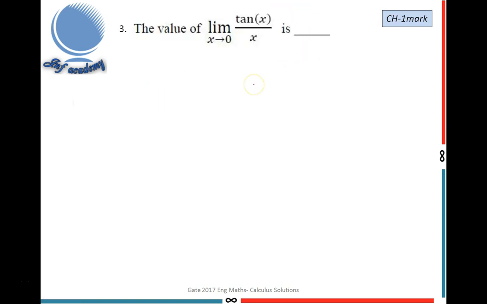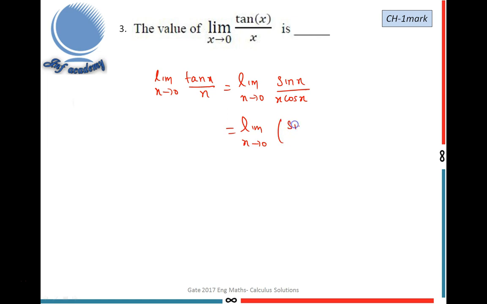Third problem: the value of limit x tends to 0, tan x by x equals what? This question is from the chemical department. It has 1 mark. Here I can write tan x as sin x by cos x. Here one x is available. So the next step is limit x tends to 0, sin x by x into 1 by cos x.